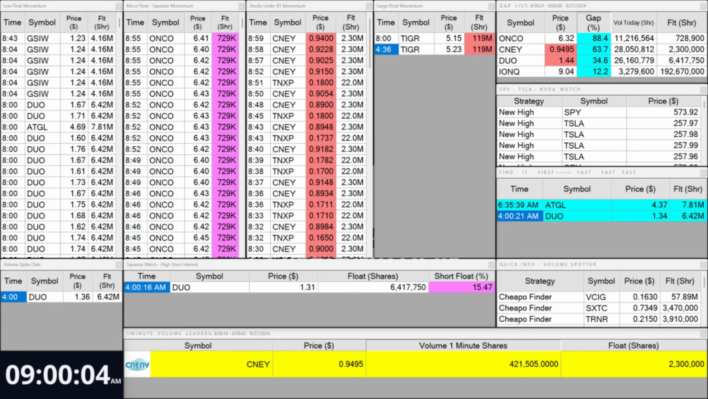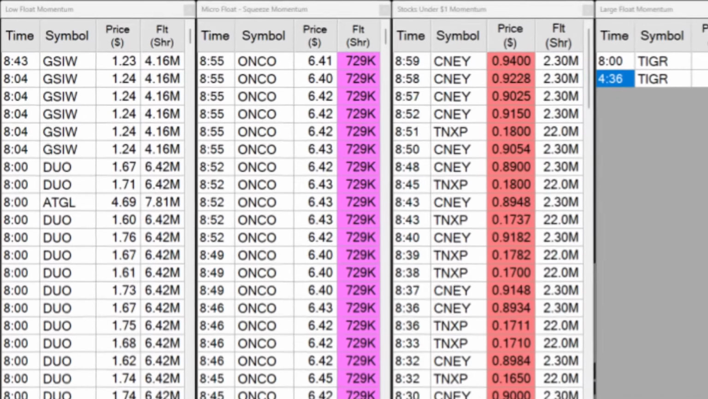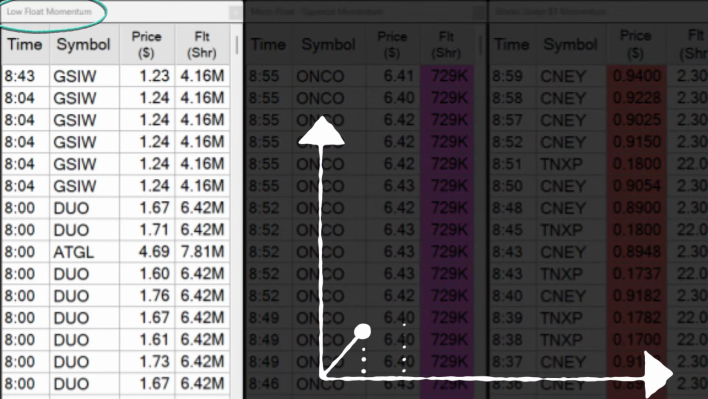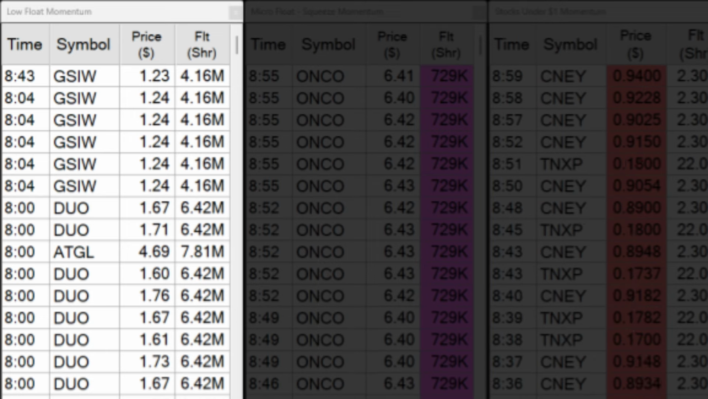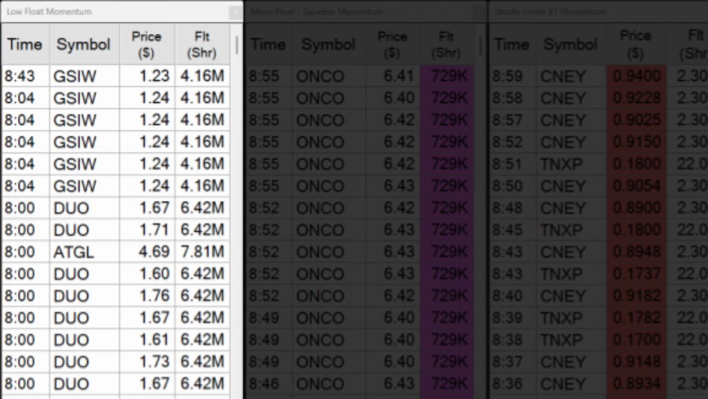In the top left, we have our low float momentum scanner. This scanner is designed to find the highest quality results that have the greatest potential for breakout momentum. Mostly focused on low float stocks under 25 million share float, this scanner will search for volume spikes in stocks making new highs. Once filters have been met, we will receive visual alerts showing the time of the alert, the stock symbol, the price when alerted, and the share float size.